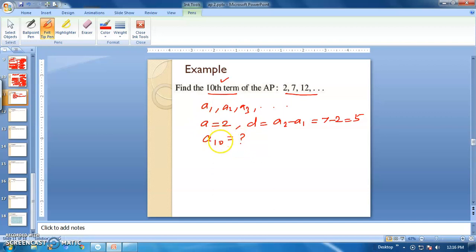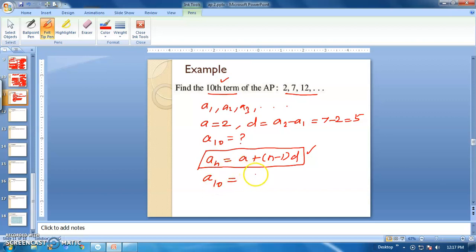So what is the nth term formula? It is an equal to a plus n minus 1 into d. If you want to find any term, whether it is the second term, fourth term, 10th term, 100th term, or even the 1000th term, we can use this formula only. That is called the nth term formula. Here n equal to 10, because they are asking for the 10th term only.